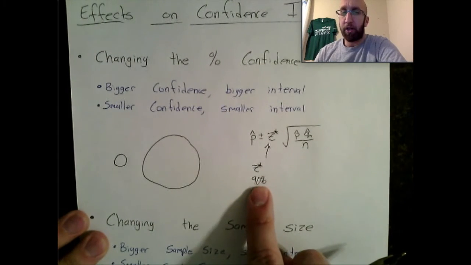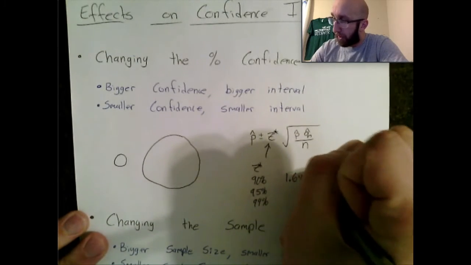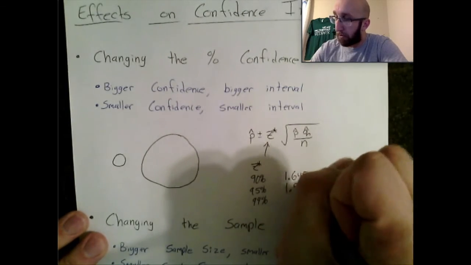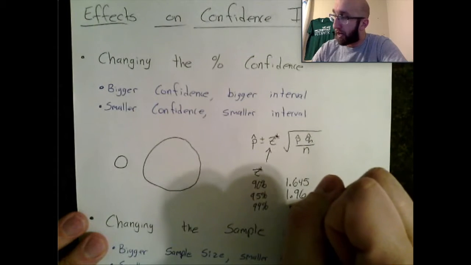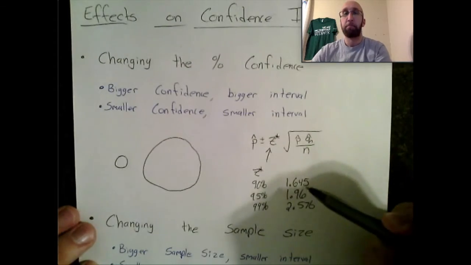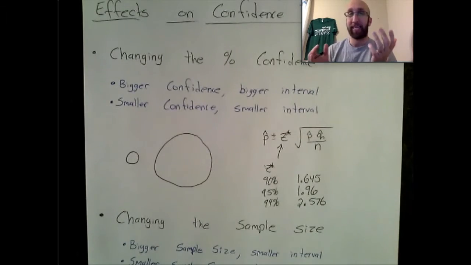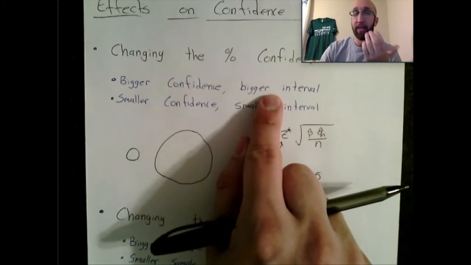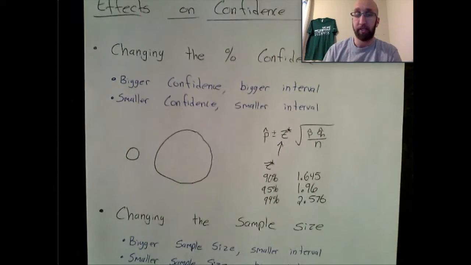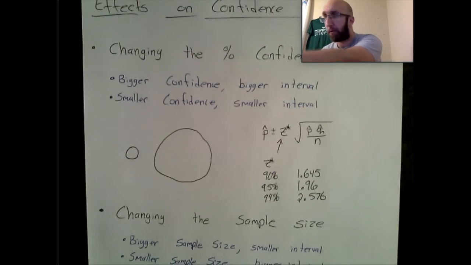If we think about our z stars, when we're at 90%, our multiplier is 1.645. That's what we plug in for z star. When we're at 95%, our multiplier is 1.96. And when we're at 99%, it's 2.576. So as our confidence gets bigger, our z star gets bigger, so our multiplier gets bigger. So mathematically, it makes sense. As you get a bigger confidence, you're going to end up with a bigger interval. As you go to a smaller confidence, your multiplier is smaller, so you get a smaller interval. Okay? So that's changing the percent confidence and how that affects the confidence interval.